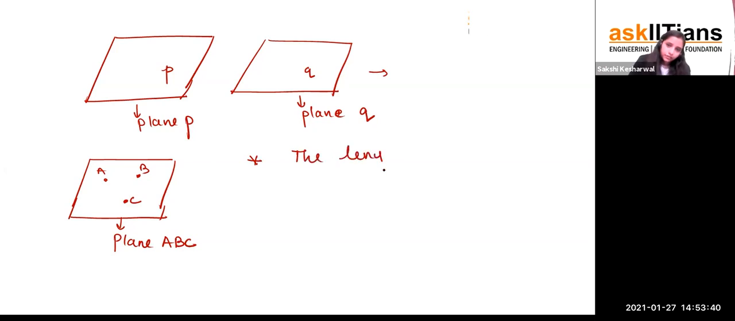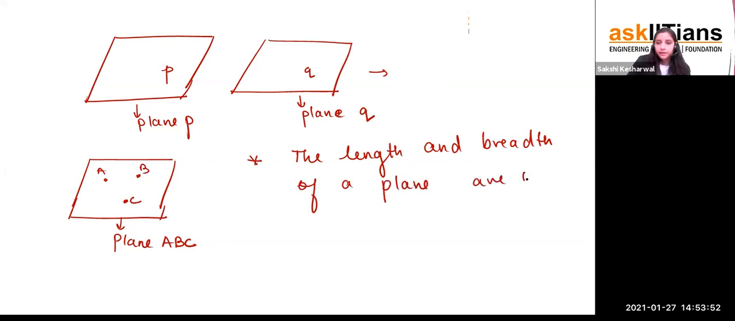Can I say the length and the breadth of a plane are unlimited, because it's extending? You're just taking a part of it. As a line segment is a part of a line, similarly a flat surface which has been extended, you just take a part of it. So it's unlimited, right? This is clear. Now let's go on to the next topic.